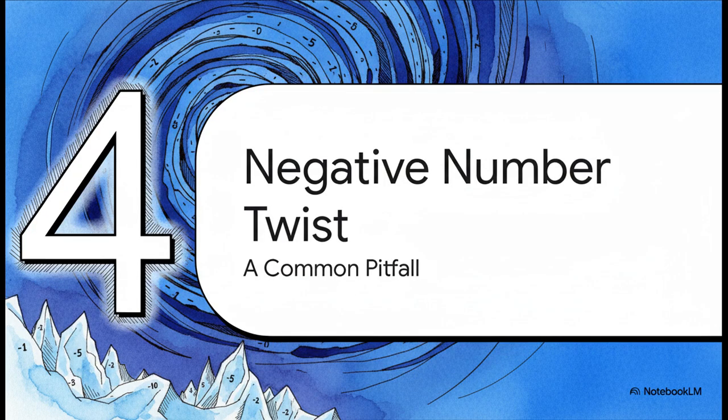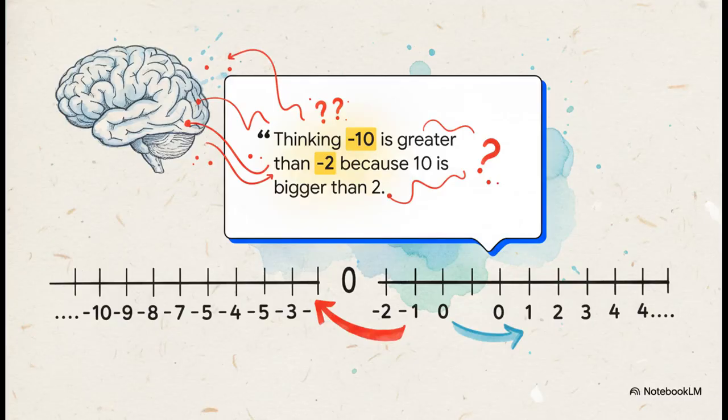All right, that seems simple enough, right? But now we've got to talk about the one area where pretty much everyone gets tripped up at some point: negative numbers. Yeah, this is the thought that gets us into trouble. Our brain just sees the 10 and the 2, and it screams, hey, 10 is bigger, so negative 10 has got to be bigger too. But that's just not how it works on the number line.